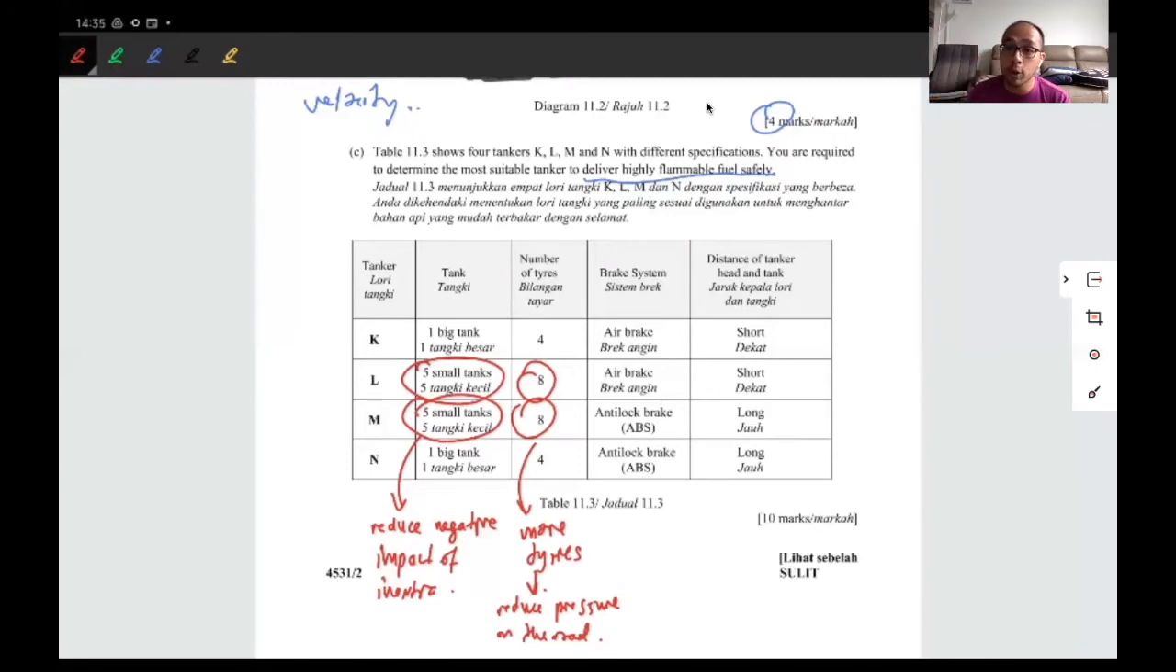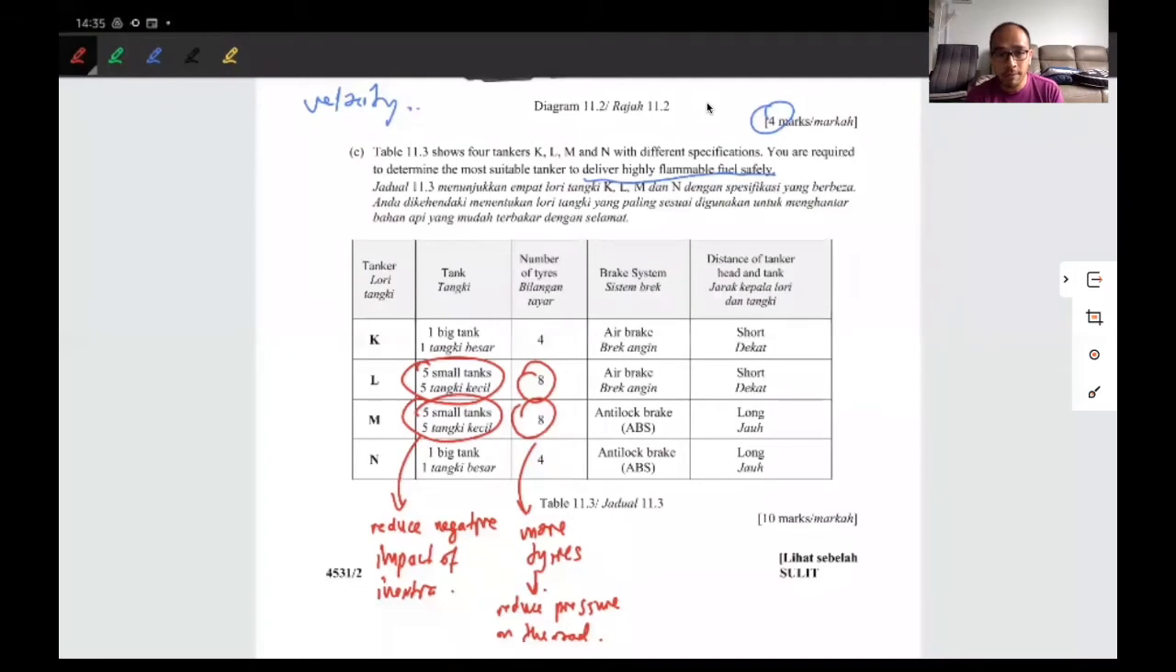That's what actually causes potholes. So when they have more tires, you have less pressure on the road, because the petrol the tanker is carrying is heavy. If there's a lot of pressure on the road, it causes the road to have potholes. Keep it a little bit nearer to the ground. We just say reduce the pressure on the road.